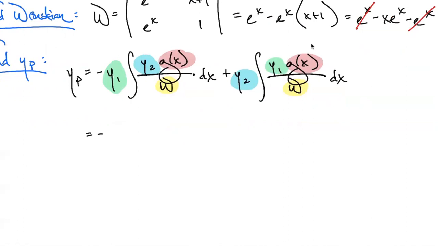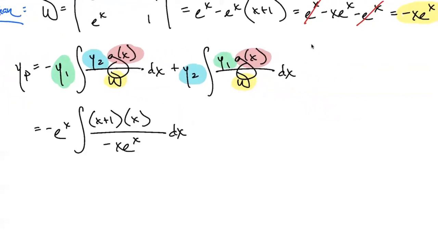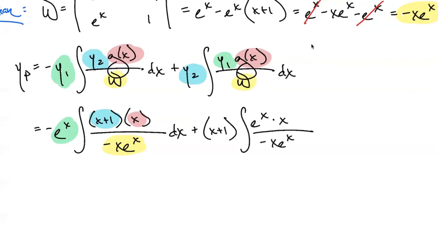So we will get negative e to the x times the integral of x plus 1 times x, because that was my g of x, over the Wronskian, which is negative x e to the x dx. Let's make sure we plugged in everything in the right place before we move on. And now we're going to plug in terms for the second one. So y2 is my x plus 1 times the integral of e to the x times x all over negative x e to the x dx. This is my Wronskian. This is my g of x. This is my y sub 1. And this is my y sub 2.